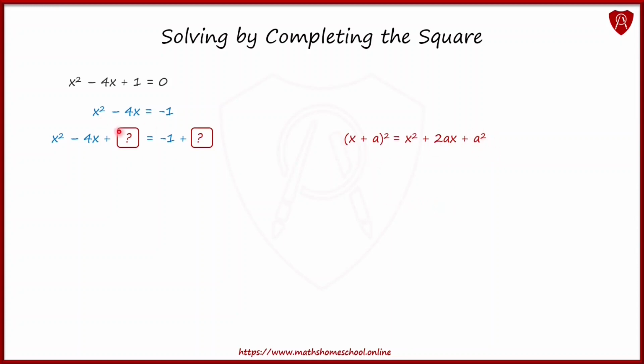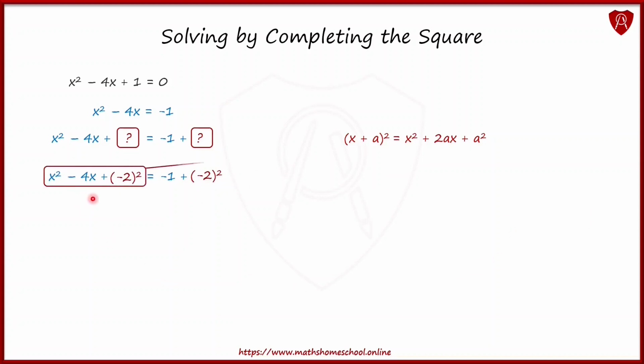The third term, which we need to add here, is a squared. That's what we need to add to both sides of our equation. Where does a come from? A comes from the middle term. In the middle term, the coefficient of x is 2a. In our case, the coefficient of x is negative 4, meaning 2a is equal to negative 4. That means our a is negative 2. So our third term is negative 2 in brackets squared. And we add the same to the right-hand side.